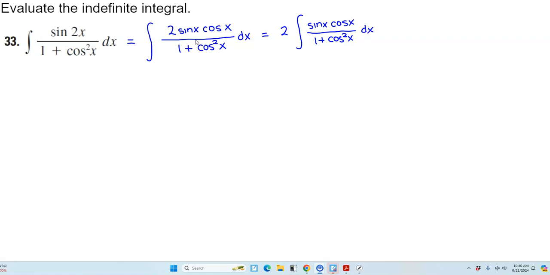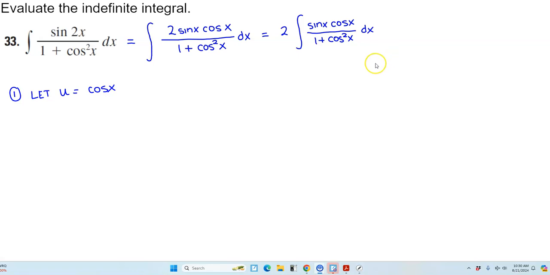So what can we do in this particular problem? Well, we know that we have this as our integral, and then we need to determine what we're going to let u equal. We're going to let u equal the cosine of x. So for step number 1, we're going to let u equal the cosine of x.